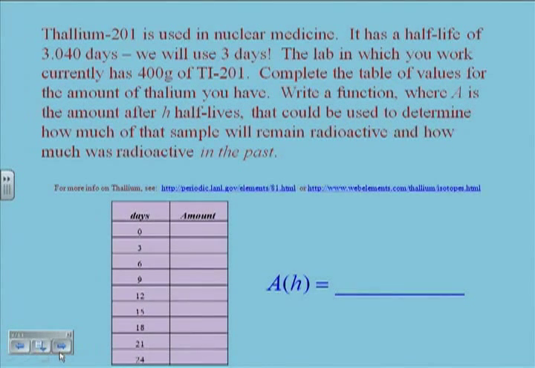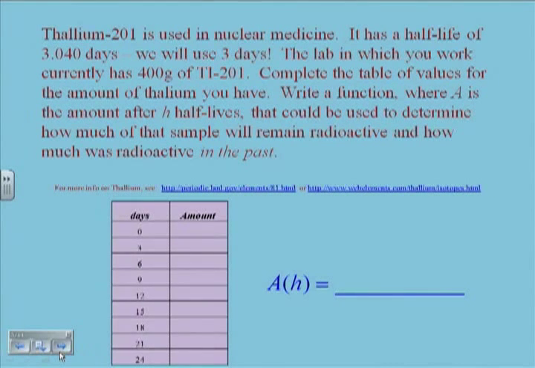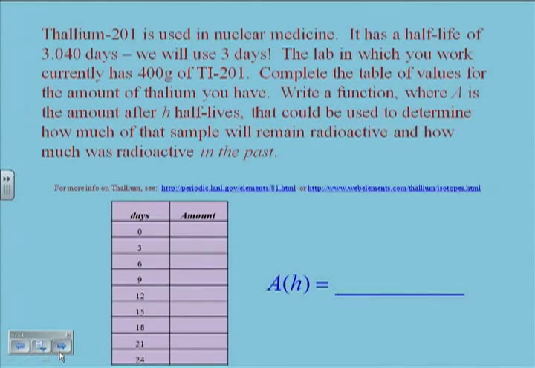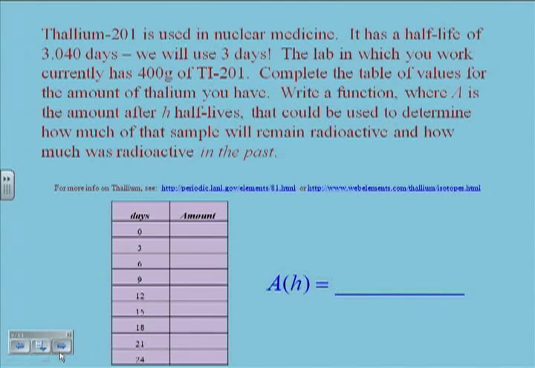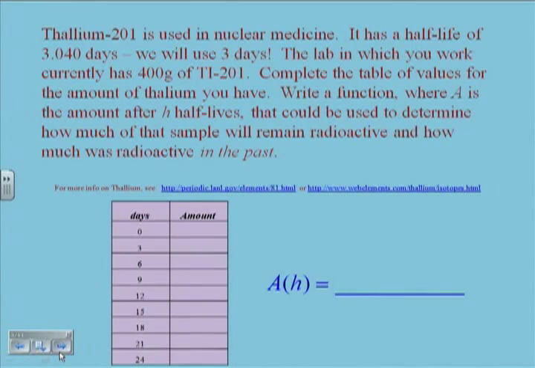And we're going to assume that the lab you're working in currently has 400 grams of this thallium. Now, I'm not an expert by any means, but essentially you've got 400 grams that's still radioactive, okay? And it's in the process of constantly decaying, all right? And I suggest that we complete a table of values here. I've put down several different amounts of days here, and I'd like to know how much is still radioactive. So on day 0, we have 400 grams, our very beginning.